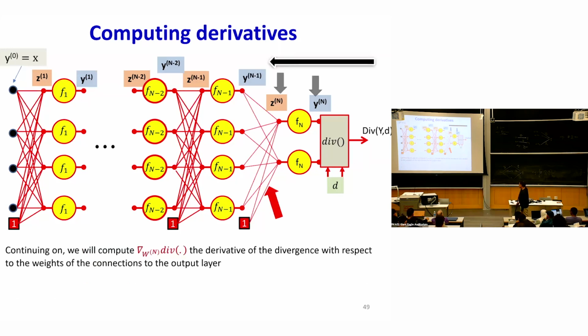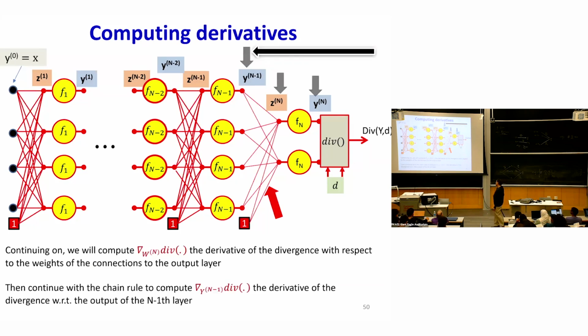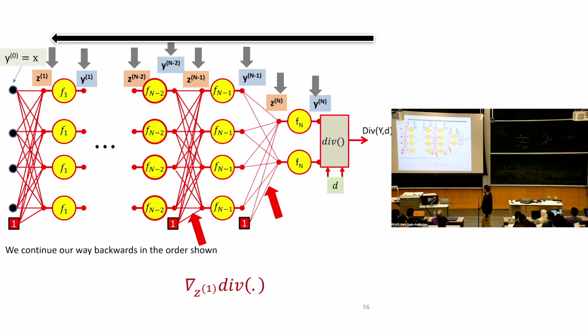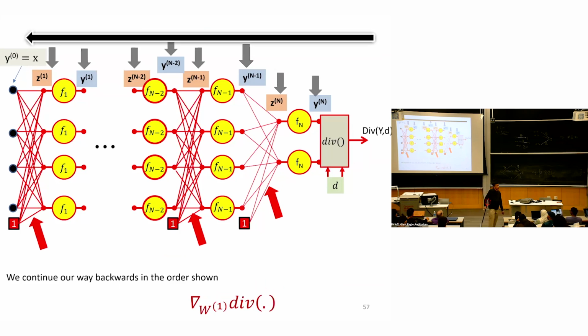We'll go back and compute the derivative with respect to these weights. Again, we can use the same principle. And then compute the derivative of the divergence with respect to these y's and these z's and these weights all the way back to the beginning. This is how we must do it. You cannot compute the derivatives going forward because we need to know how much these perturbations are going to influence the final output. So you have to start at the end. And since we are computing derivatives going backwards from the output to the input, this is called back propagation.